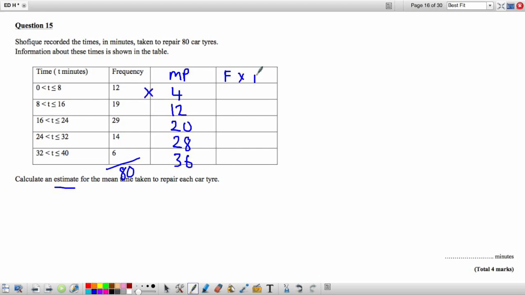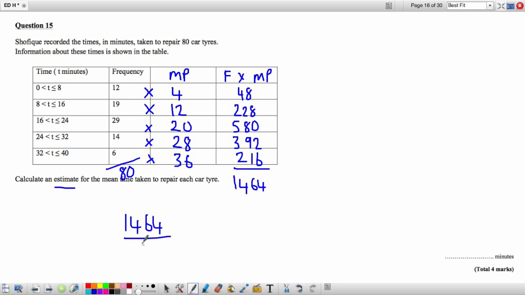We then need to multiply these two columns together. Frequency multiplied by midpoint. So taking your calculator and multiplying, we will get 48, 228, 580, 392, 216, adding up to find the total, 1464. Therefore, the mean is equal to 1464 divided by 80, which is an estimated mean because we found the midpoint, 18.3.